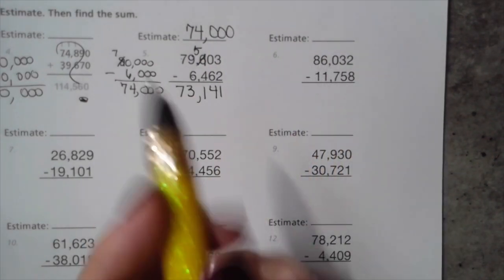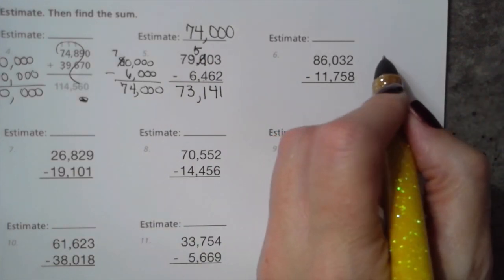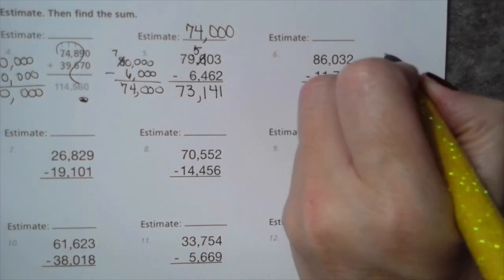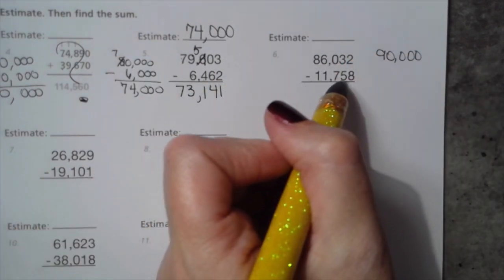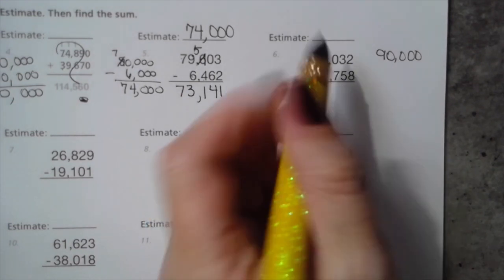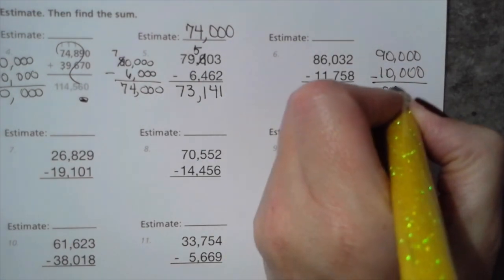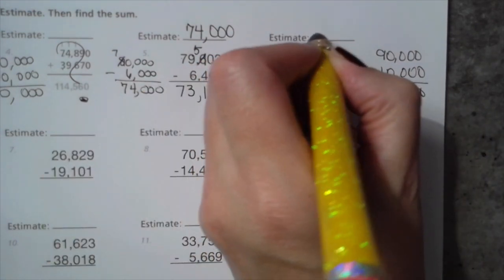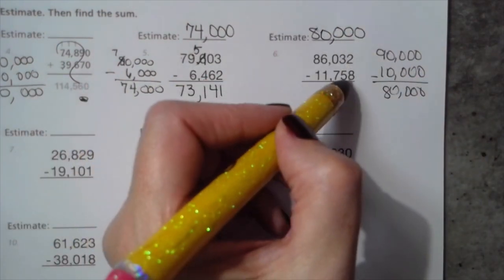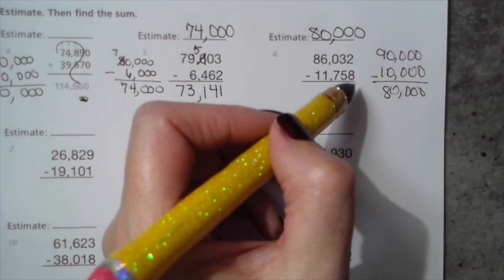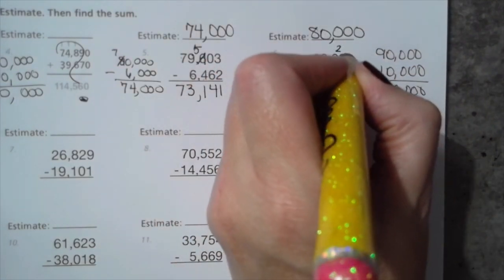Okay, so 86,032 rounds to 90,000. Working on this side this time. 11,758 rounds to 10,000. 90,000 minus 10,000 is 80,000. So let's see if we get an answer that's close to that. Okay, now I already have a problem in my ones. More on the floor. Go next door and get 10 more.